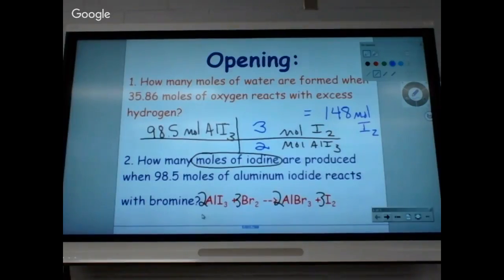Procedure and data table. Now, I'm not asking you to be creative. You don't have to paraphrase the steps. You don't have to design a data table. I gave you the steps and I gave you the data table.